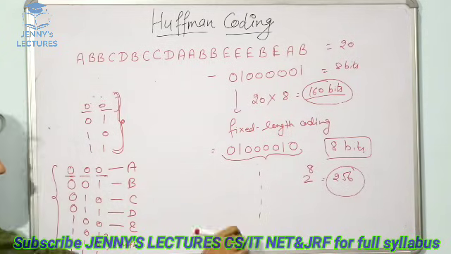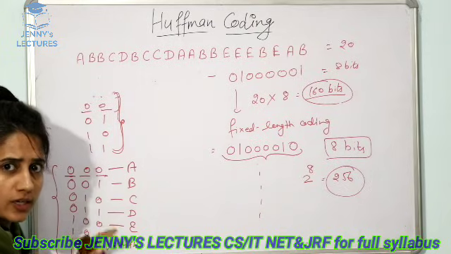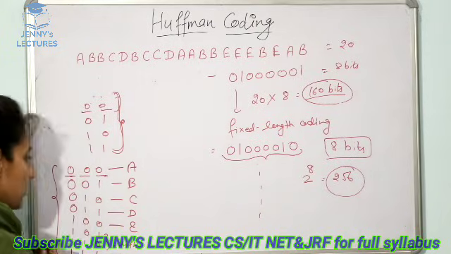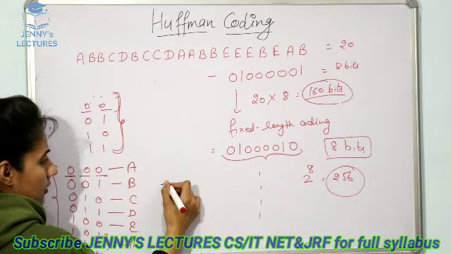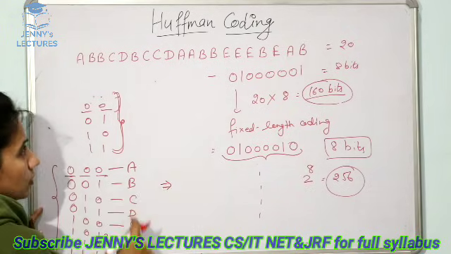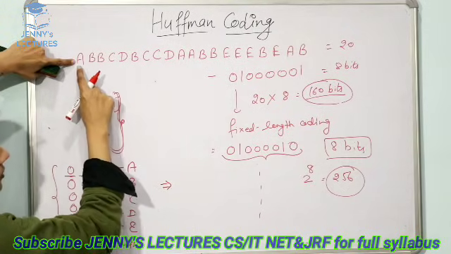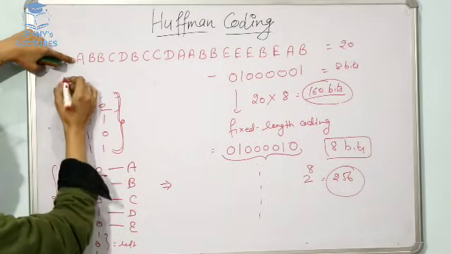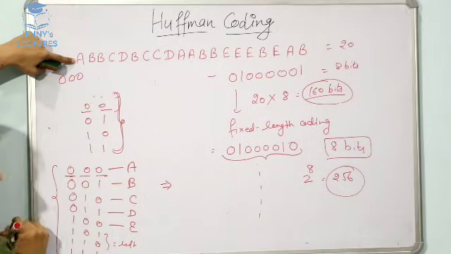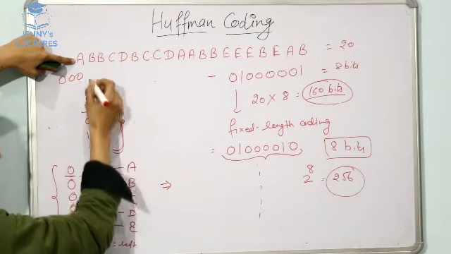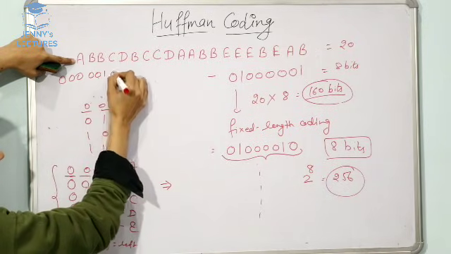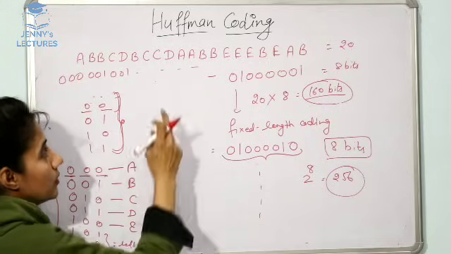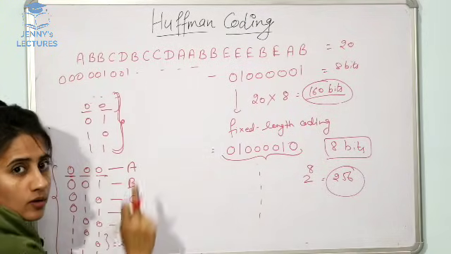Now suppose we are taking this technique. This is our own technique. Now how will this message be transferred? For A we will write what? 000. Next is B. For B what is written? 001. For B again 001, and something like this we can write the coding.